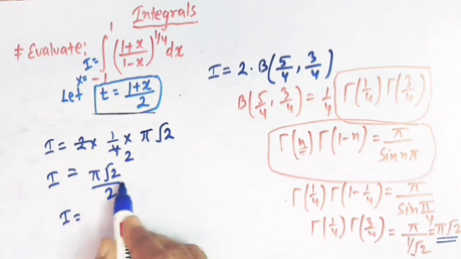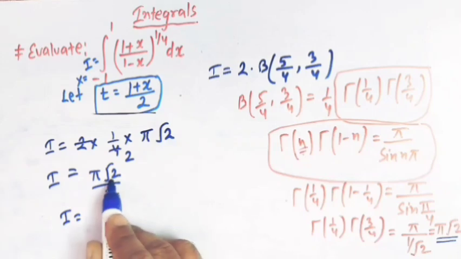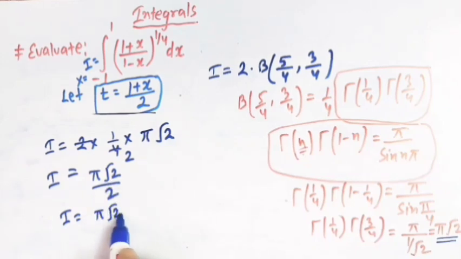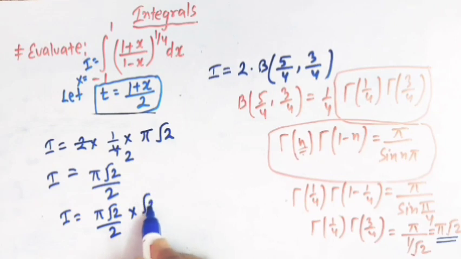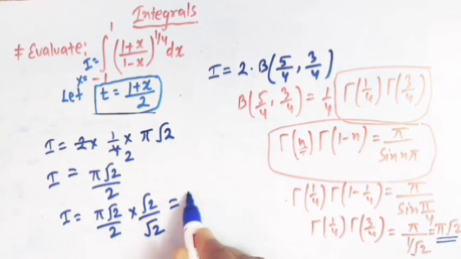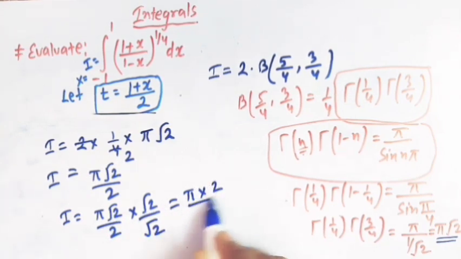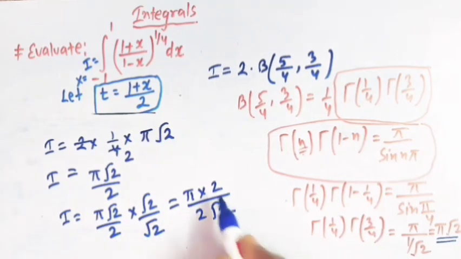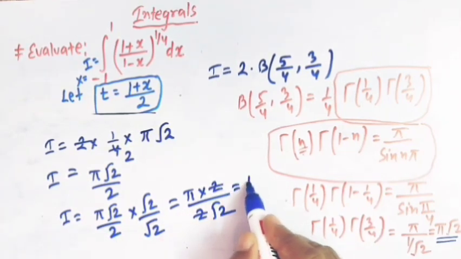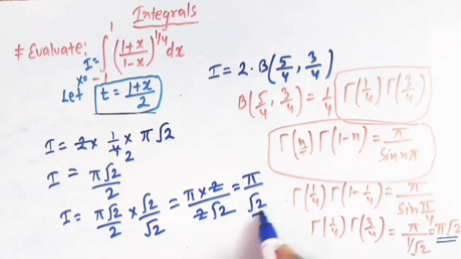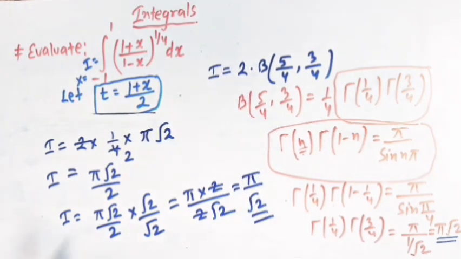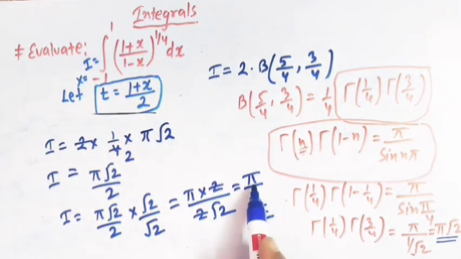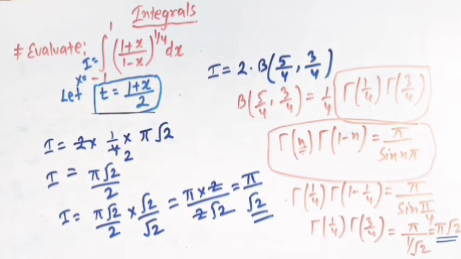So we can rationalize this term by multiplying the numerator and denominator by square root of 2. So we have here square root of 2 divided by square root of 2, right? So we have square root of 2 times square root of 2 is equal to simply 2. Here we have 2 root 2. 2 and 2 get cancelled. So we are left with pi over square root of 2, right? So viewers, the value of this integral is equal to pi over square root of 2.